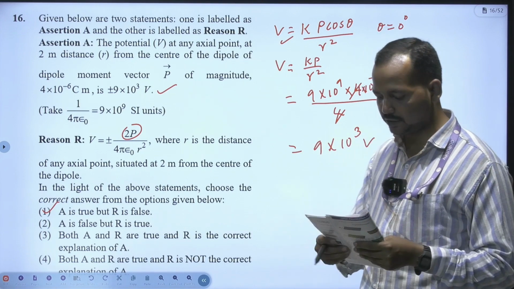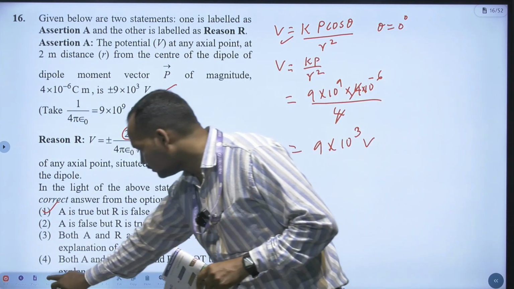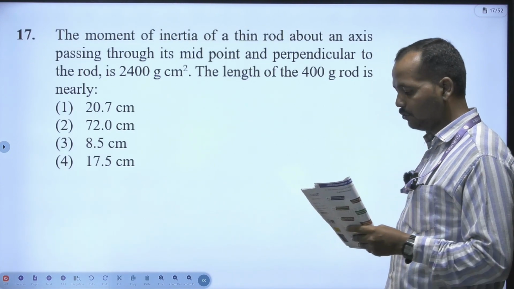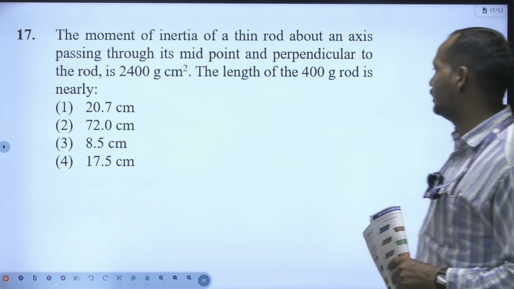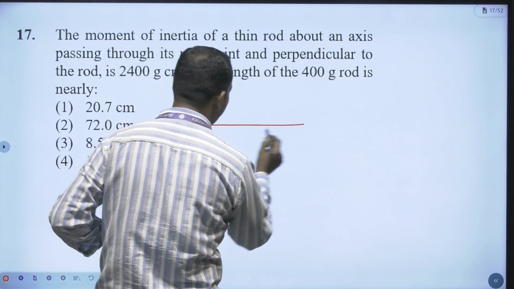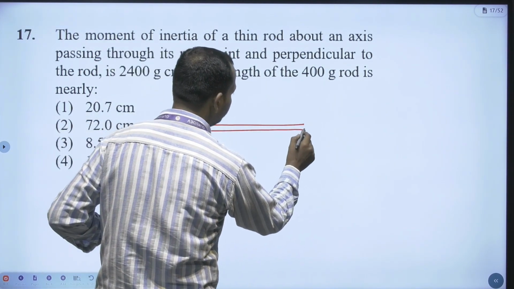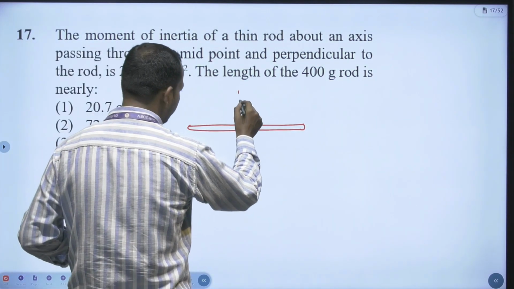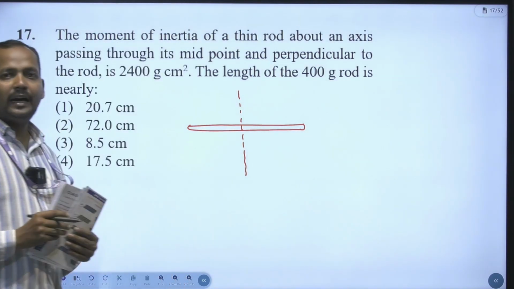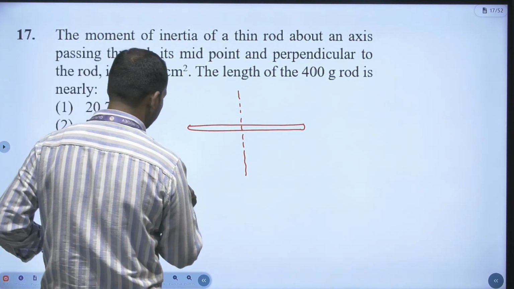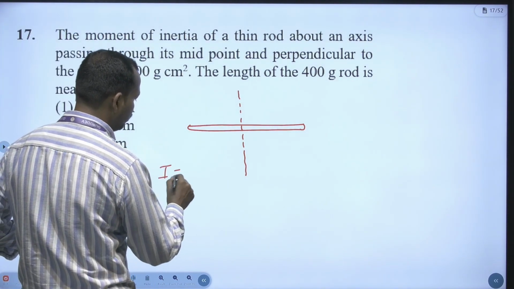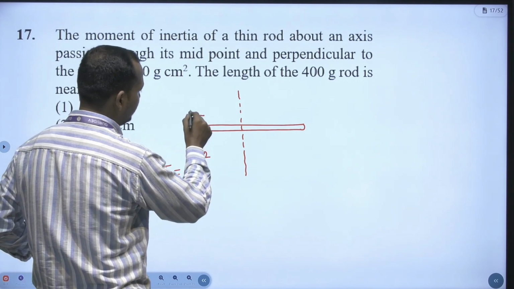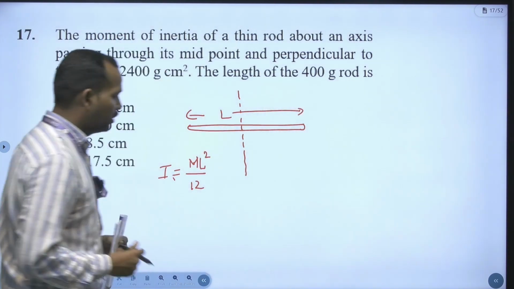Okay guys. Next, question number 17, which is based on the rotational motion chapter. Here they ask the moment of inertia of a thin rod. This is a rod whose axis of rotation is perpendicular at the center of the rod. So this is the center of the rod. Now at the center of the rod, moment of inertia I is equal to ML square by 12, where L is the length of the rod. So ML square by 12.